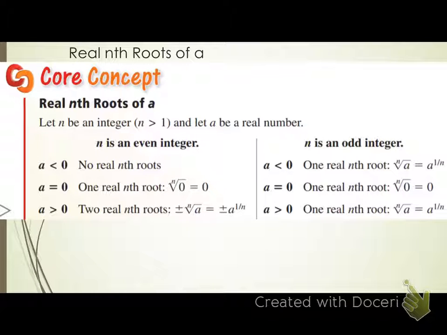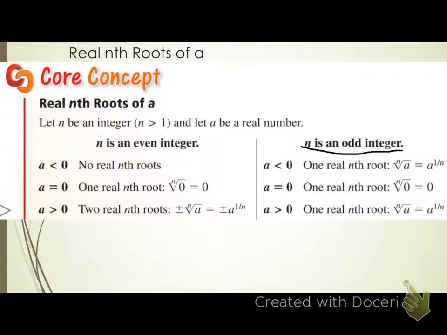Now let's talk about if n is an odd integer. So if my a value is negative, it's less than 0, I am able to take the odd root of a negative number. So I'll get 1 real nth root if my a value is less than 0. The nth root of a equals a to the 1 over n power.